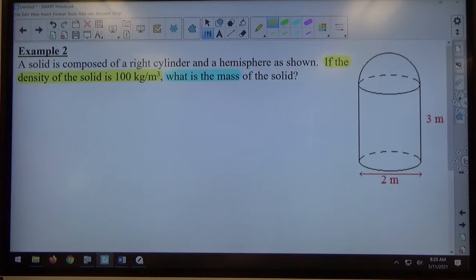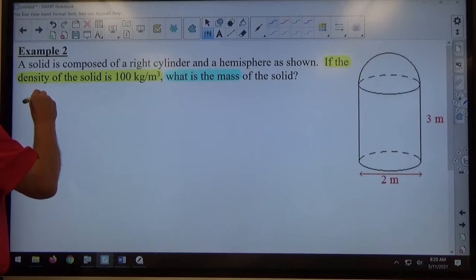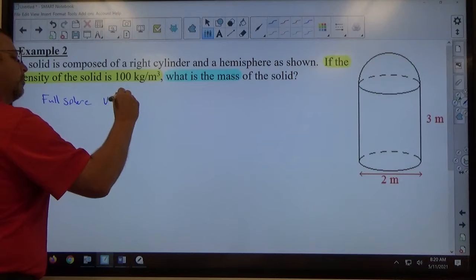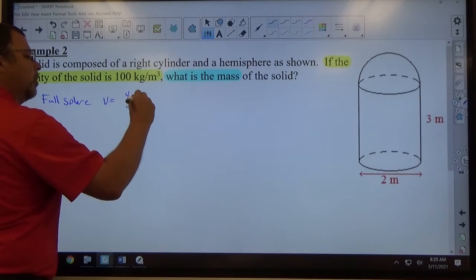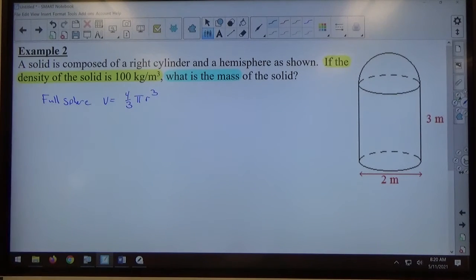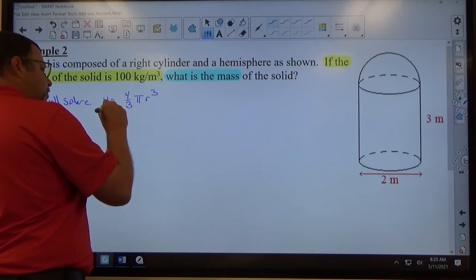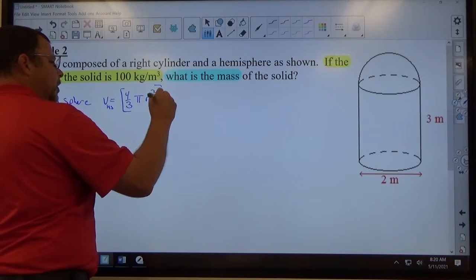What we notice about this figure, hopefully, is we have a cylinder with a hemisphere, being half a sphere, on top of it. So if a full sphere volume is equal to 4/3 pi r cubed, what do you think we'd have to do to that formula to get half a sphere? Just divide by 2. Yeah, half the volume, right? So we can either find the volume of a whole sphere and divide by 2, or we can create just a hemisphere formula. The volume of a hemisphere, I'm going to put HS for hemisphere, is just the volume of a sphere times a half.